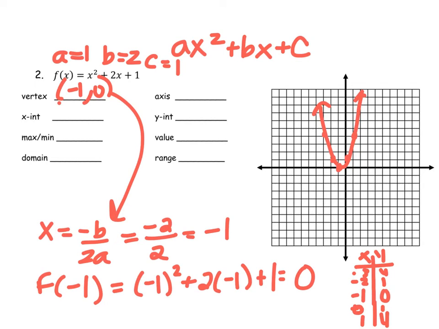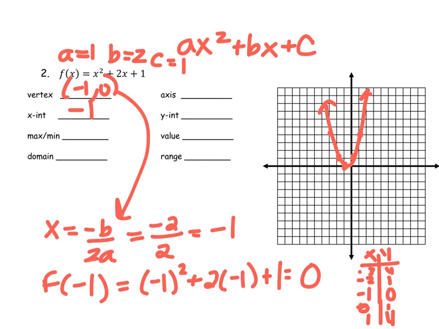So my x-intercept is at negative 1. So my graph crosses the x-axis at negative 1. My vertex is a minimum because it's the lowest value. The domain is always all real numbers. The axis of symmetry goes through the vertex at x equals negative 1. The y-intercept is positive 1.